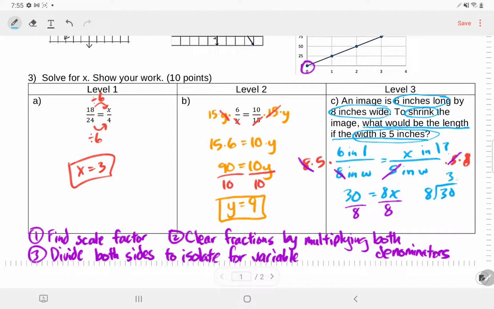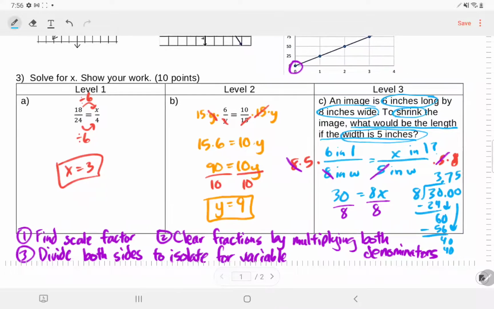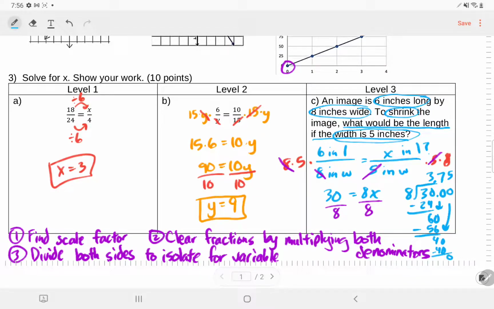8 goes into 30 3 times. Bring down the 0 and add the decimal. 8 goes into 60 7 times. Bring down another 0, and 8 goes into 40 5 times. So our answer is, to shrink the image, what would be the length if the width is 5 inches? The length will be 3.75 inches.